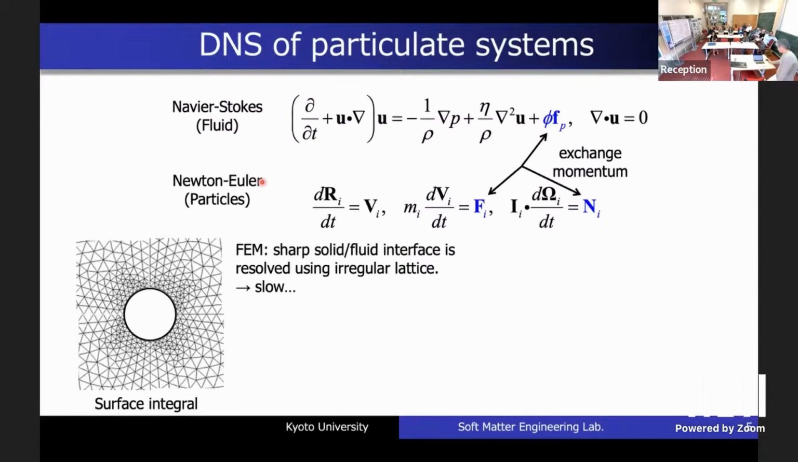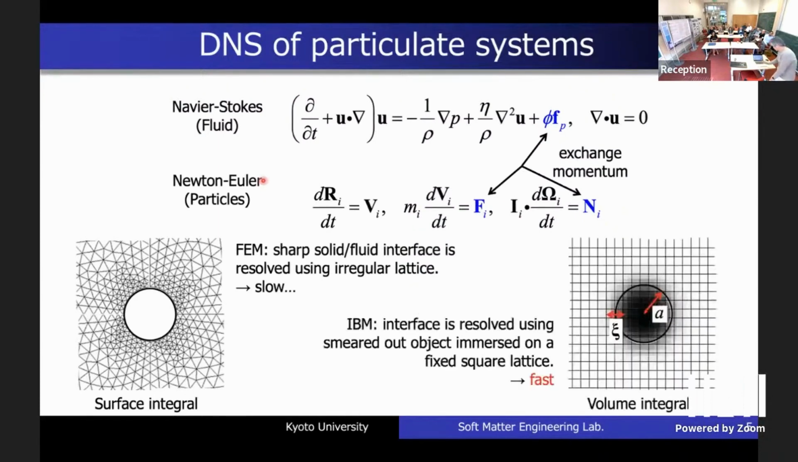So we are not the only ones doing this. Many people are doing this, but because this is very inefficient, naturally we want to simulate this kind of equation using a square grid, right? As you can see here.